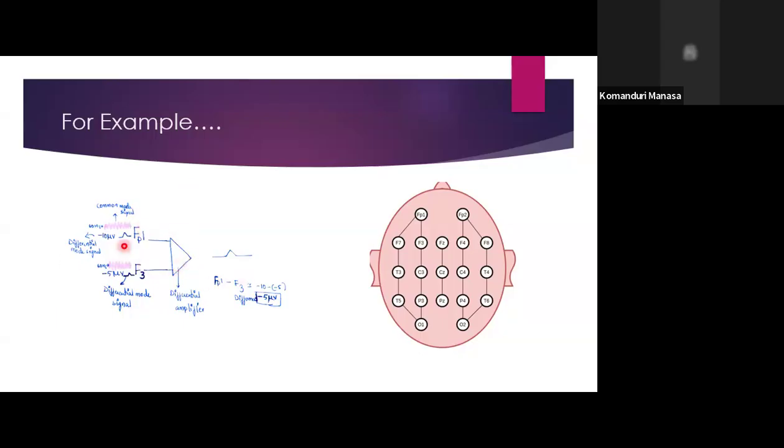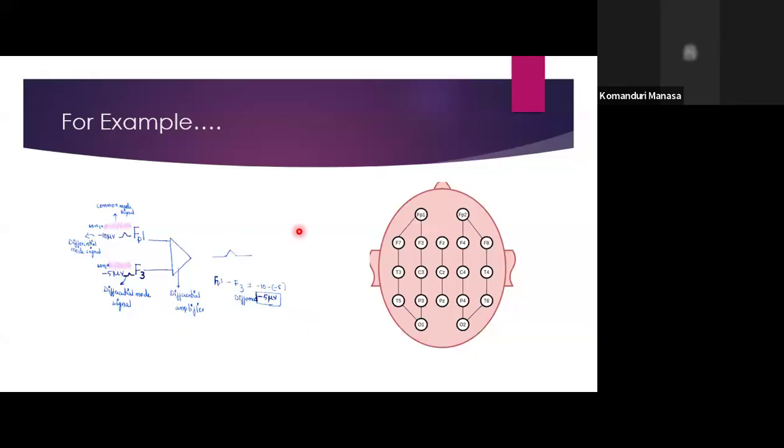So when this passes through the differential amplifier, it will cancel out the common mode signal and only reflect the differential signal. It is like a mathematical equation: FP1 minus F3 means minus 10 minus of minus 5. So it will be a minus 5 microvolt signal, which gets amplified and reflected.